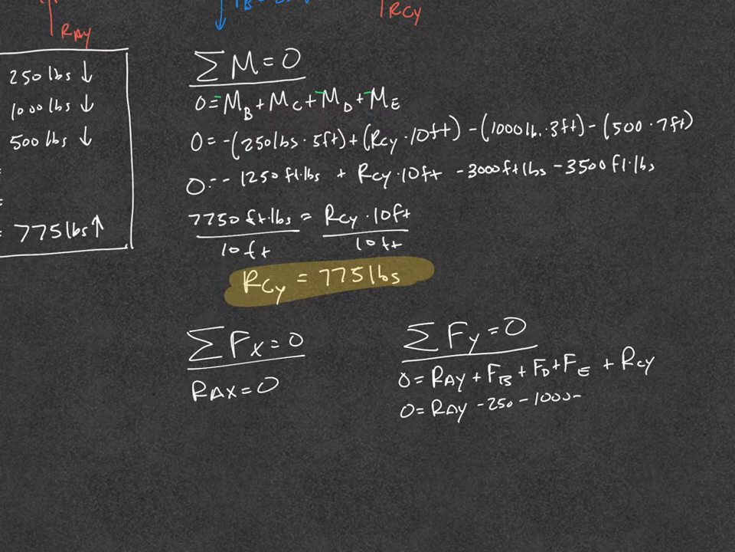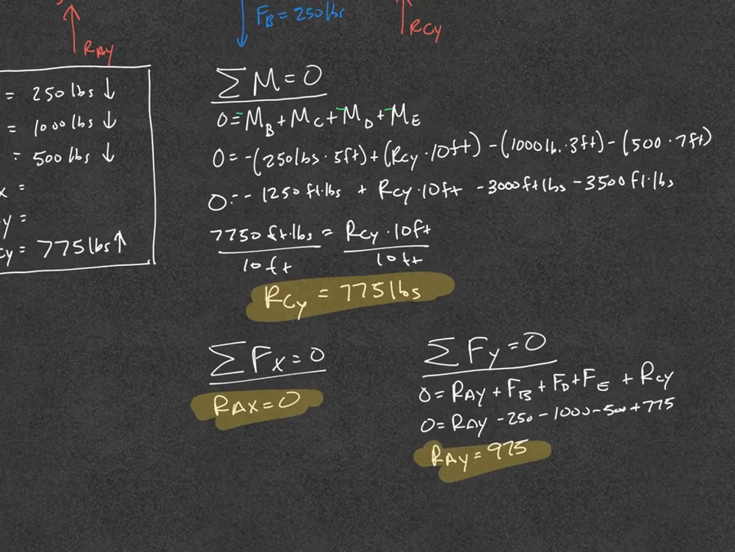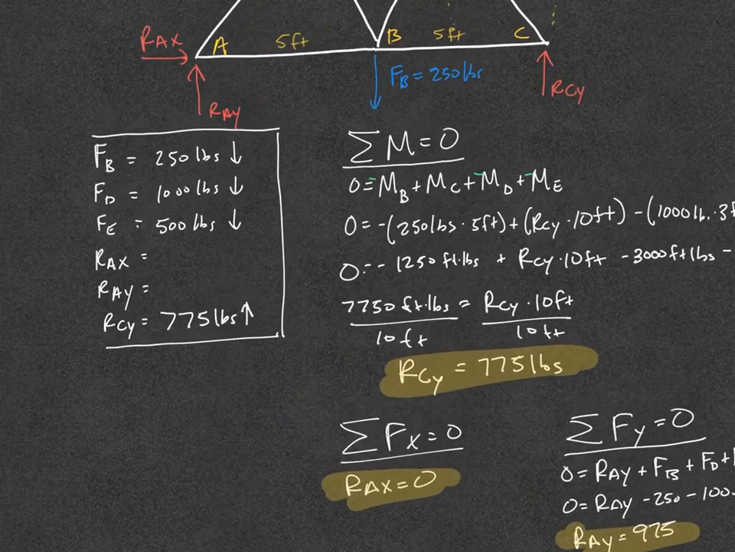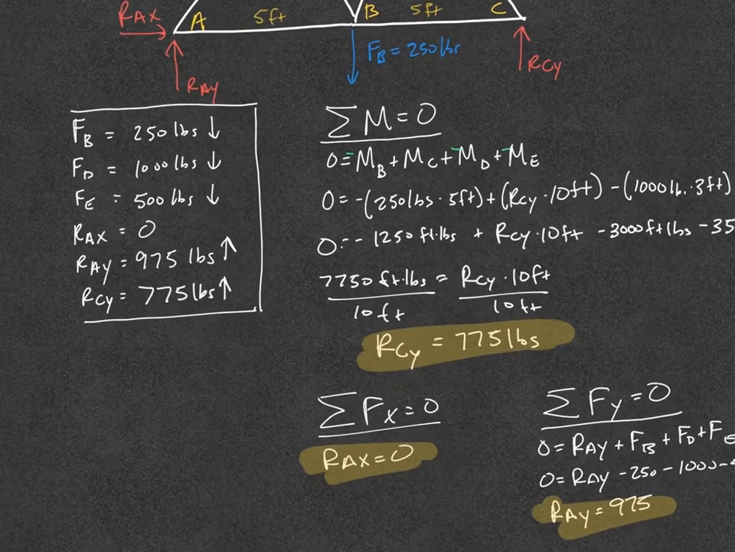I'm dropping the units here just in the interest of time. And I do know RCY, which is positive. It's up 775 pounds. So I can solve for RAY. And my math says that's 975 pounds up. Because I have a positive force there, it's going to be in the up direction.